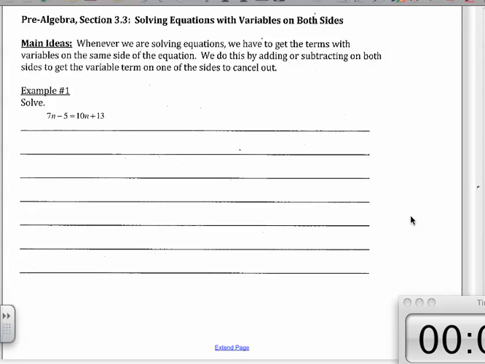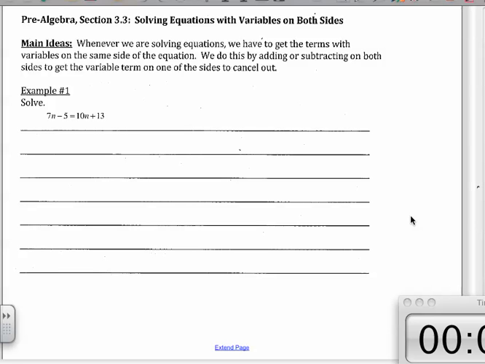Okay, guys, this first example. Now, you've got it written down there, but here's the main idea for today. Henry, the main idea for today is that whenever we're solving equations, we have to get the terms that have variables on the same side of the equation. I can't have x equals something x. I can't have x on both sides. I got to get them on the same side. And I can use algebra to get rid of them on one side so they're only left on the other.